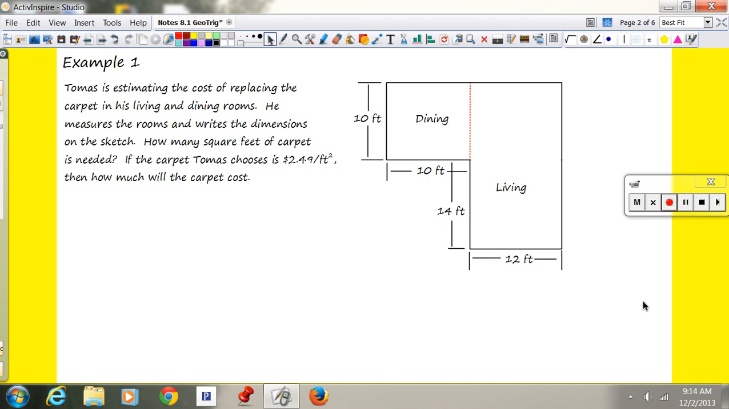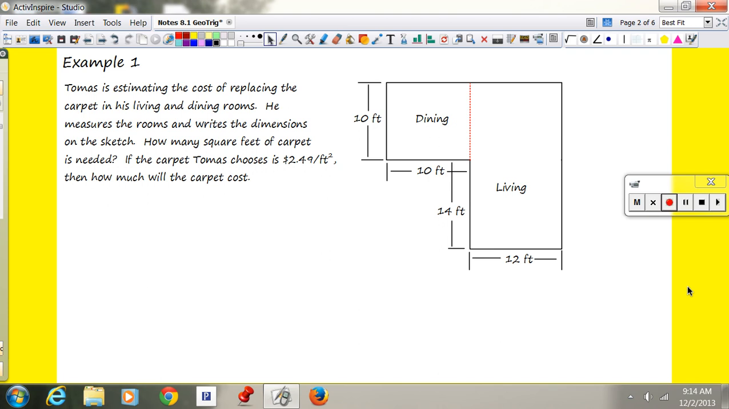I made a square and a rectangle. Here's my square, 10 by 10. Here's my rectangle. So I got a 10 by 10 square here, and I got my rectangle over here on the side. So now I can find the area of each one and just add them together.